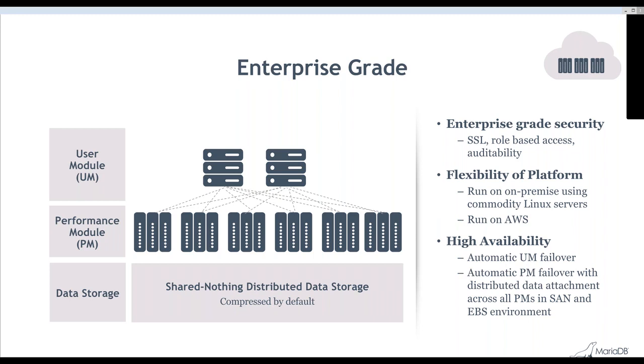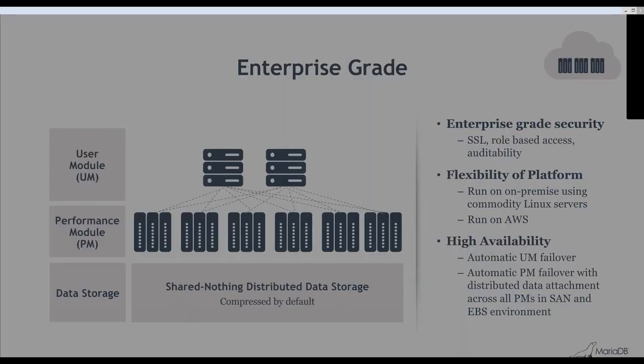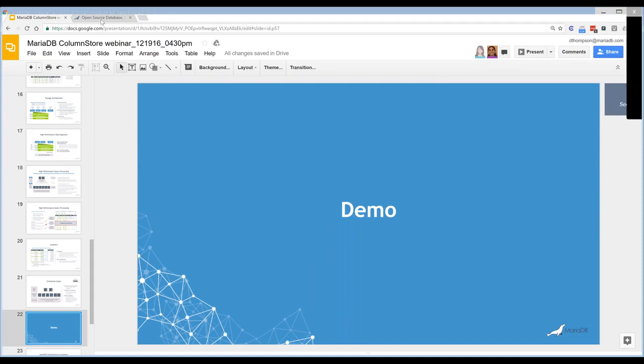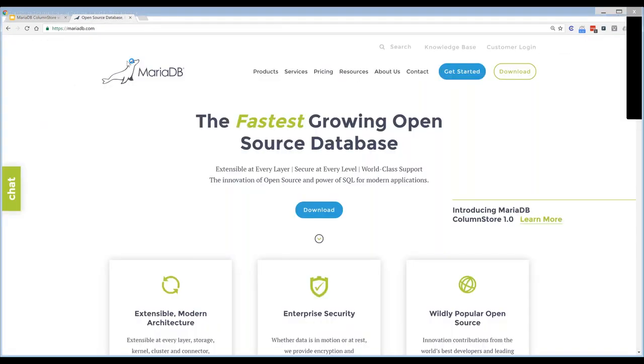With the MariaDB server frontend, ColumnStore provides the same enterprise-grade security features, including SSL for data in motion security, role-based user access control, and query history for security audits. ColumnStore can be deployed on-premise using commodity Linux servers or in the cloud. For AWS, we have an optimized AMI. ColumnStore can be deployed with high availability in mind, providing automated failover across both the UM and PM nodes. Distributed storage such as SAN, Gluster, or EBS is required to support PM node failover.